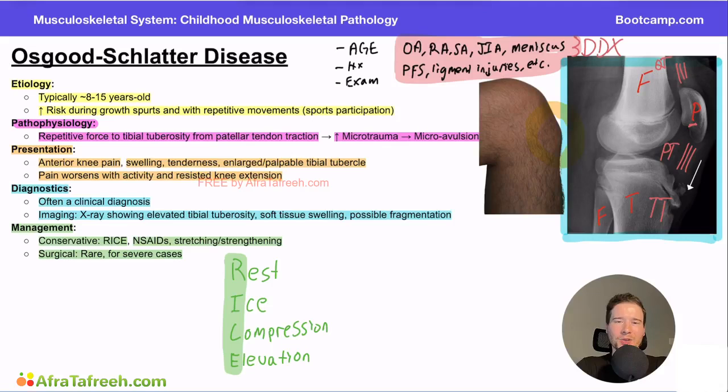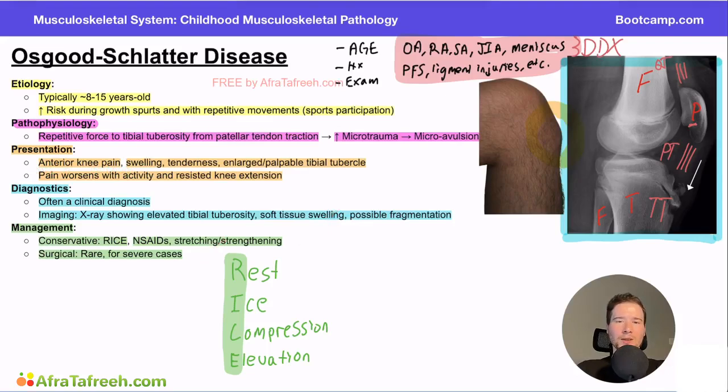Often this is a clinical diagnosis. However, x-ray can be useful if you're kind of unsure what the patient might have. And a classic finding is going to be this elevation of the tibial tuberosity. Management here, typically we want to do conservative management almost always. However, in extreme cases, surgical intervention may be necessary.